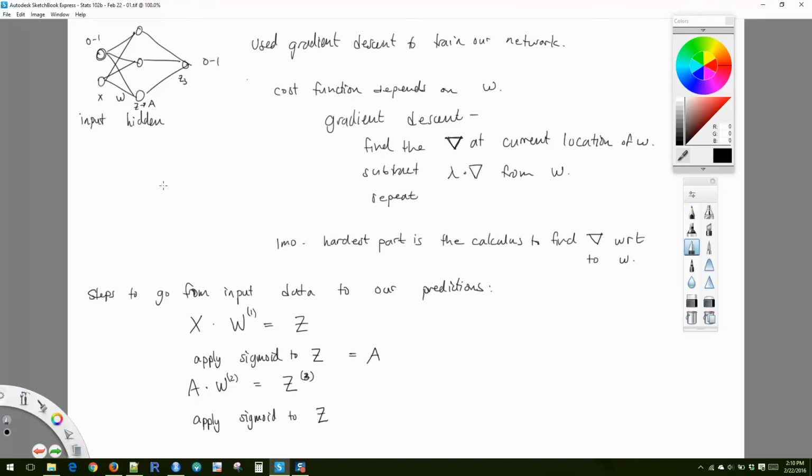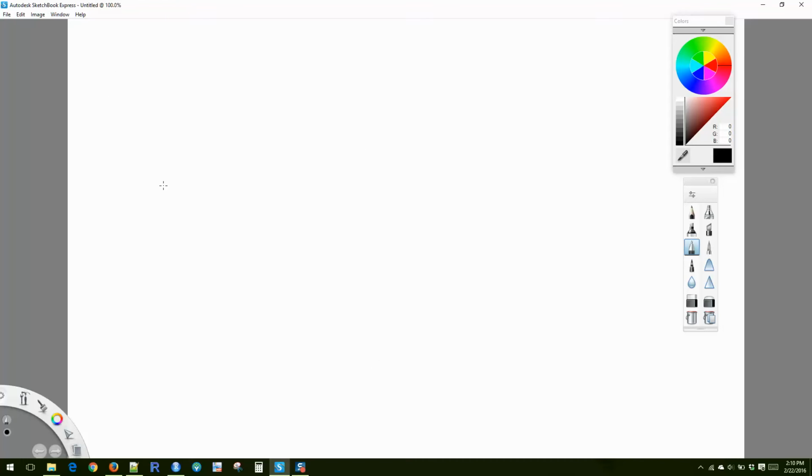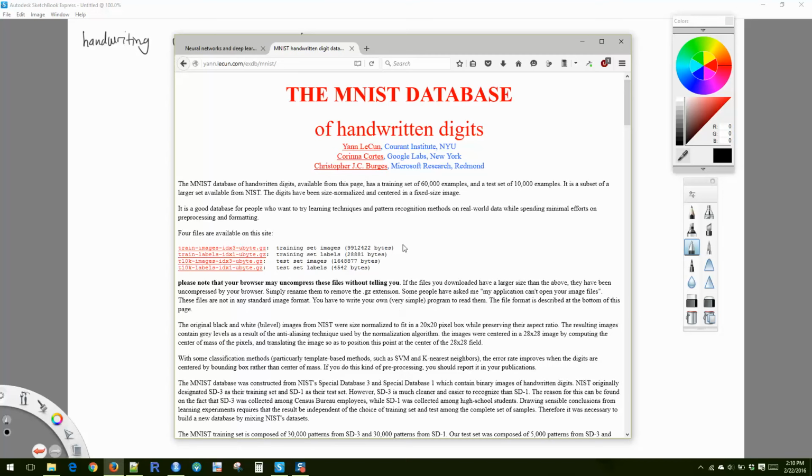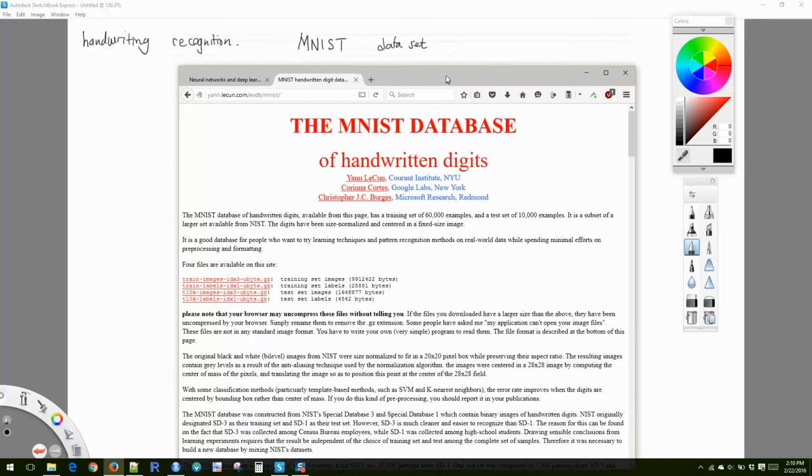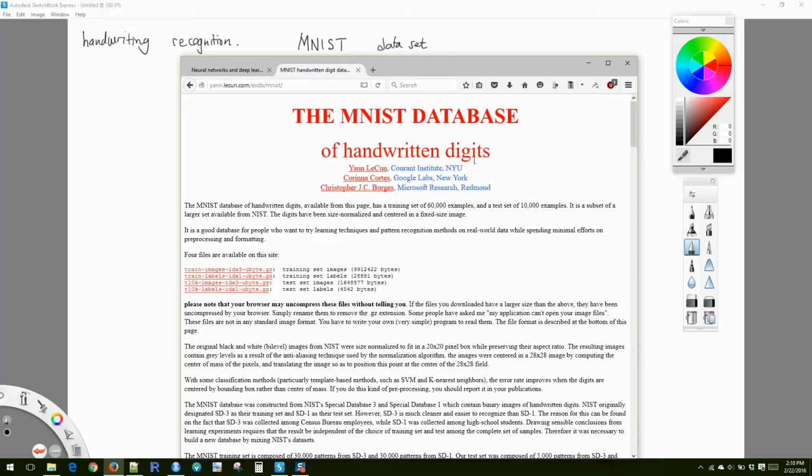All right, so we're going to make our model a little bit more complicated for this example of handwriting recognition. We're going to use what's called the MNIST data set. This is a famous machine learning data set, the MNIST database of handwritten digits.